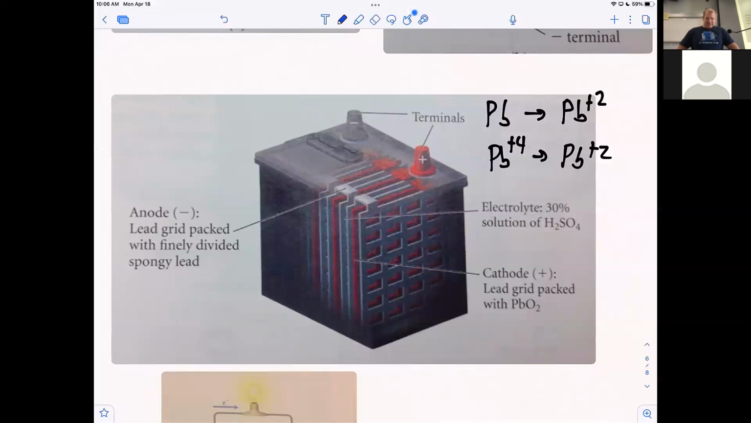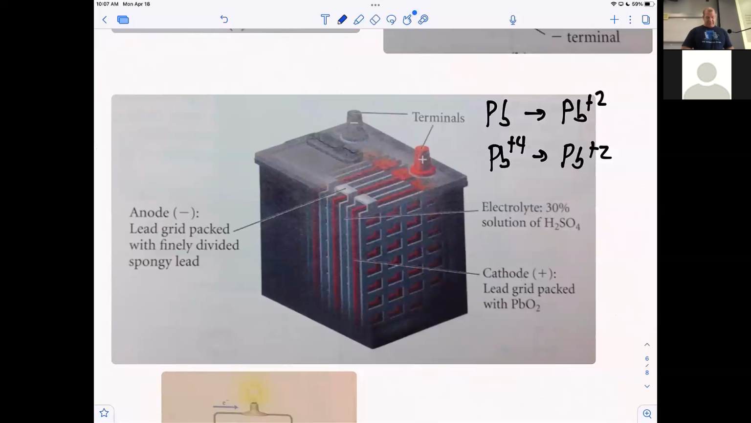So a 30% solution of sulfuric acid is about 6 molar. Okay, 18 molar is 100%, so 30% is about a third, so it's going to be a little less than 6 molar. That's pretty concentrated. Six molar sulfuric acid is kind of scary. That'll melt your skin, blind you really fast and melt your skin. So be very, very careful with car batteries.